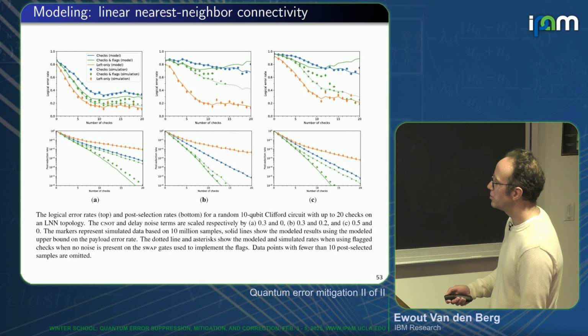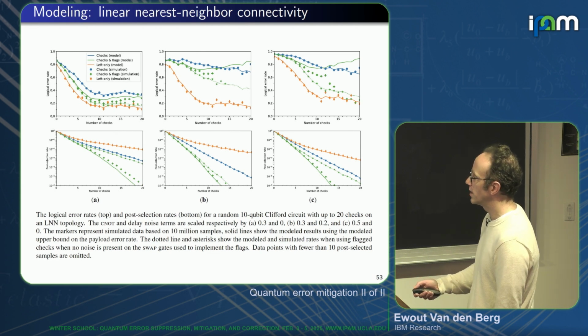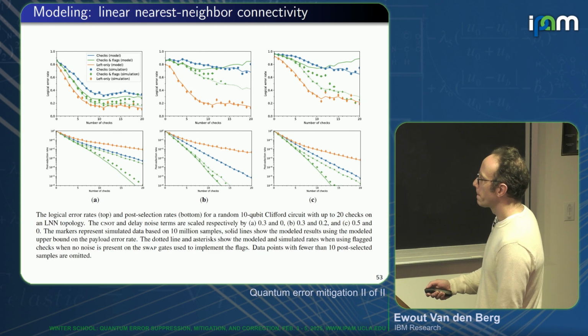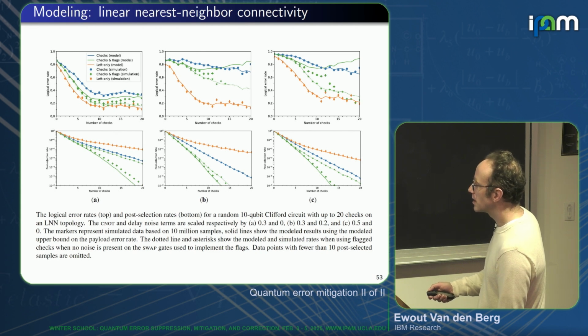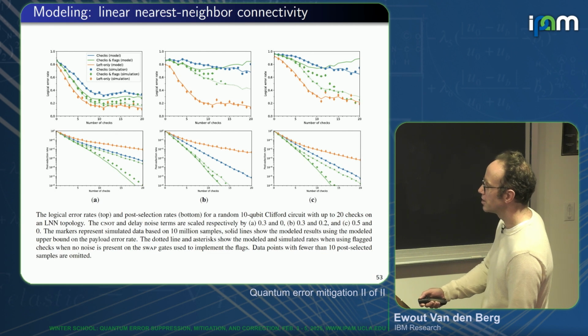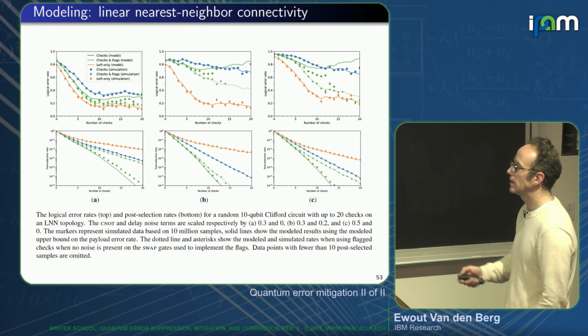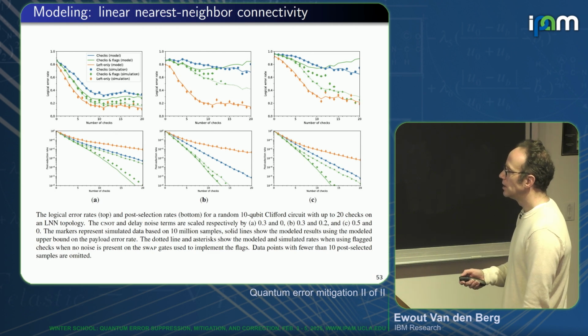This is if we scale the noise on the C-naughts and the delay term, so the T1, T2, by different factors. And I think there's another parameter here. This is just how much you scale the C-naught and how much you scale the delay. So here there's no error on the delay and we get some better results.